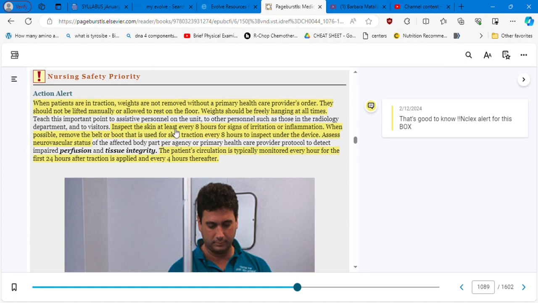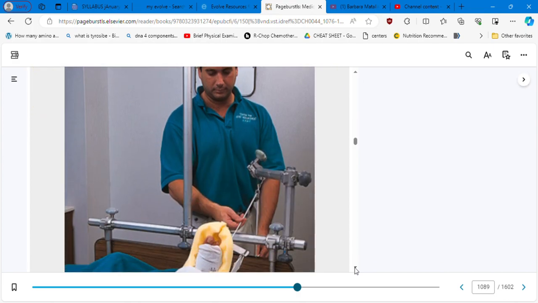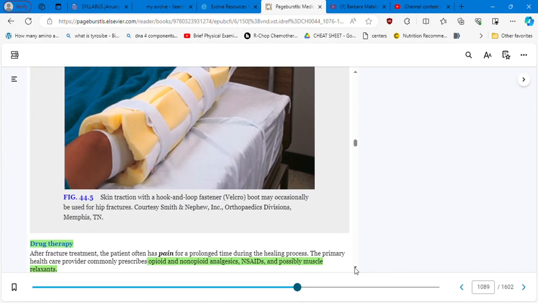Inspect the skin at least every 8 hours for signs of irritation or inflammation. When possible, remove the belt or boot that is used for skin traction every 8 hours to inspect under the device. Assess neurovascular status. How often are we repeating this? The patient's circulation is typically monitored every hour for the first 24 hours after traction is applied and every 4 hours thereafter. Okay, so this is the image we have of skin traction.